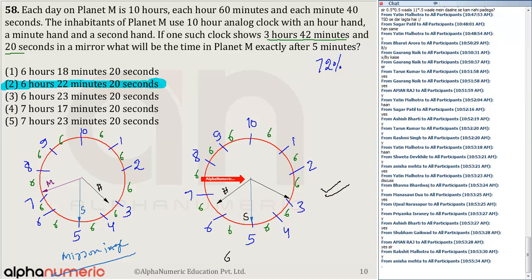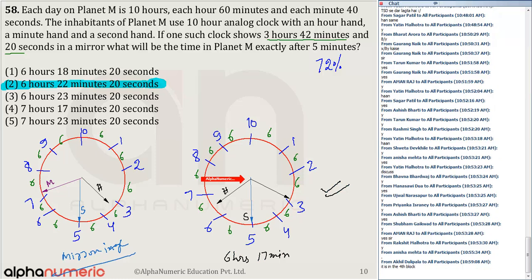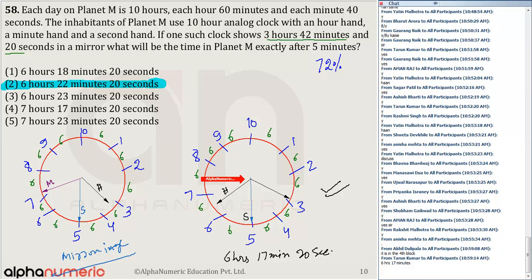Now tell me, can anyone tell me what the time is in this particular case? 6 hours, how many minutes? 6 hours, how many minutes and how many seconds? Please tell me. 17 minutes and 20 seconds, okay? 6 hours, 17 minutes, and 20 seconds.